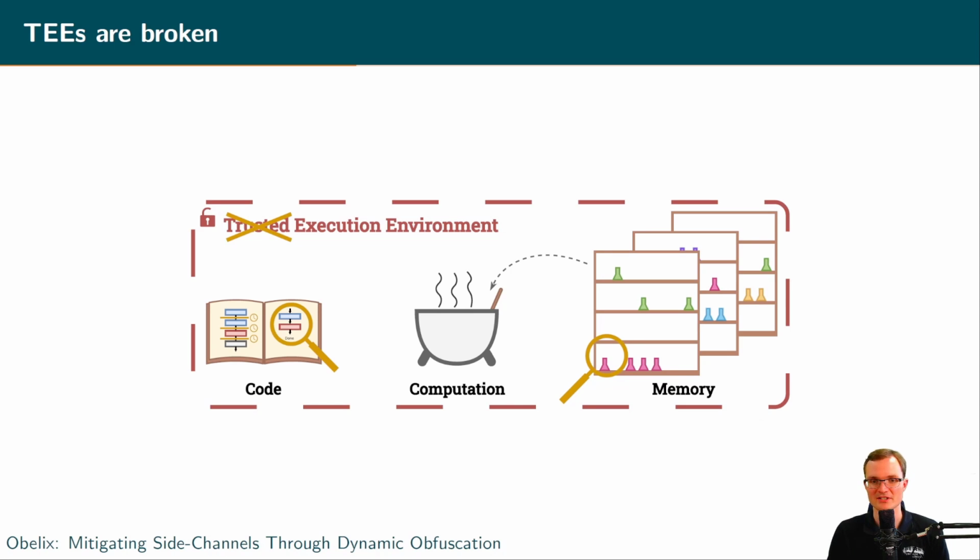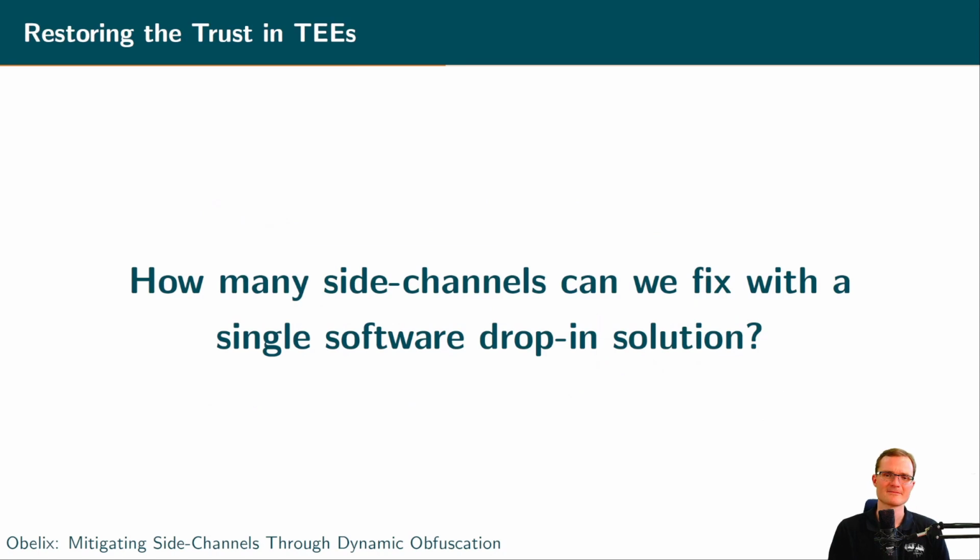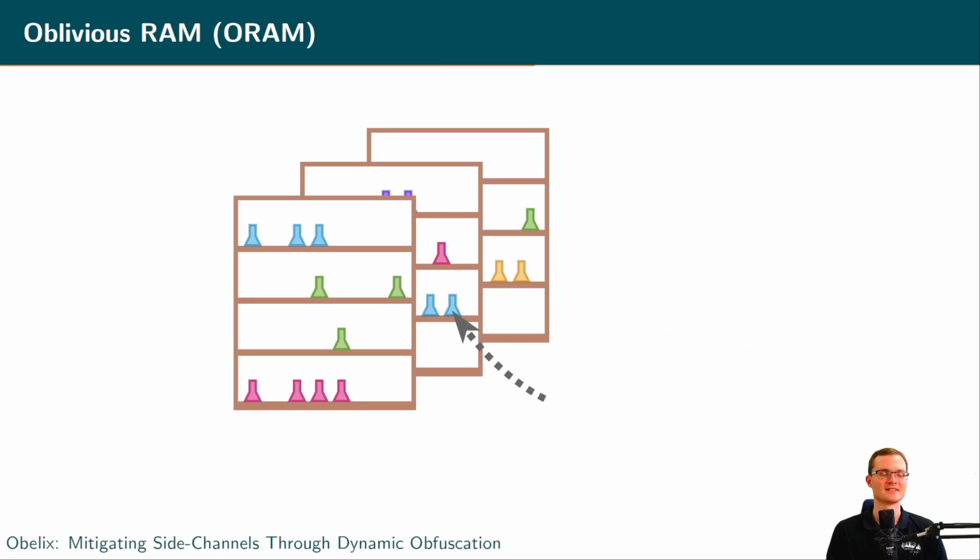There are some hardware countermeasures, but they are all for a single attack class and not really compatible, and there's no single thing that just solves all issues. And so we wondered, how many side channels can we fix with a single software drop-in solution? Okay, so let's get started with the simplest one.